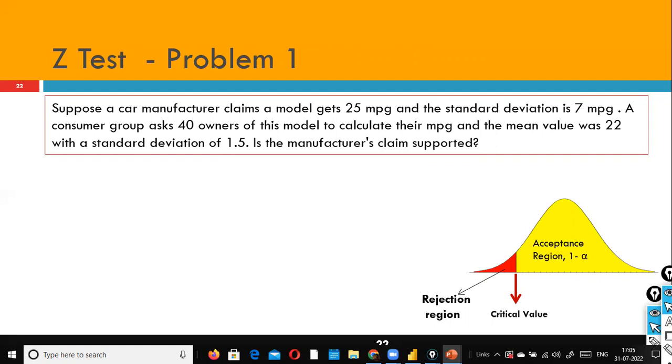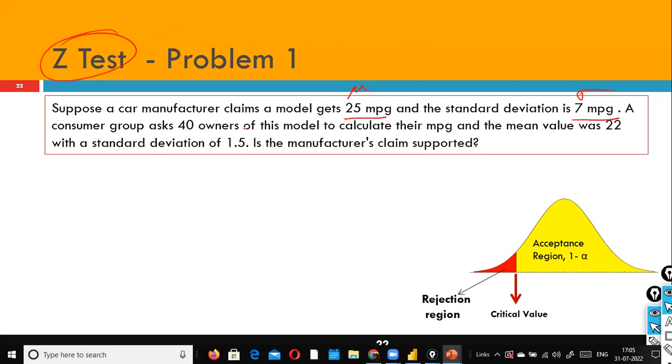Let's say a car manufacturer claims that a specific model of their brand's car gives 25 miles per gallon, and they've also given the standard deviation. So this is my population mean, and I know the population standard deviation. Since I know my population standard deviation, I can conduct Z-test.